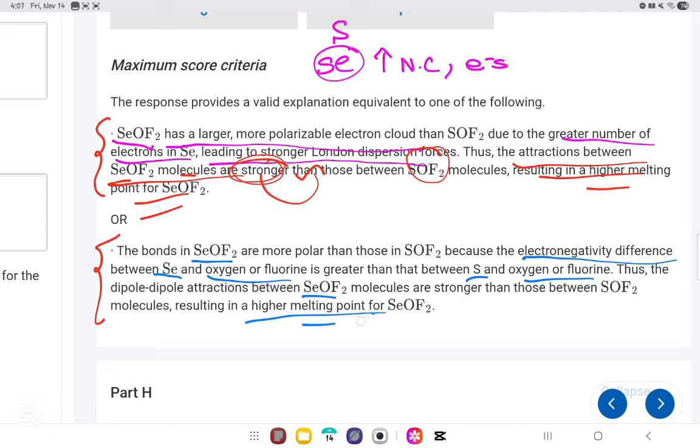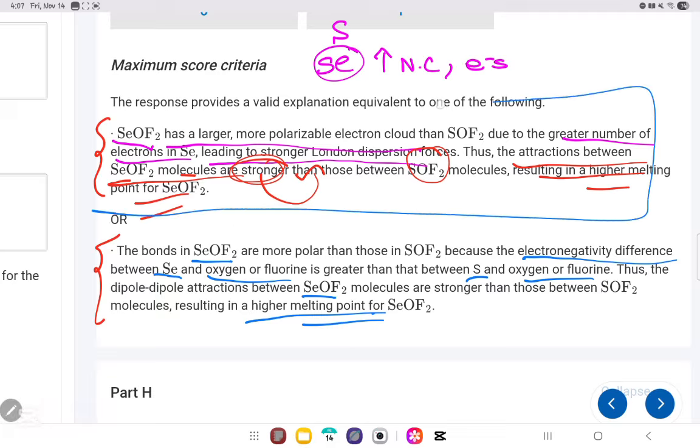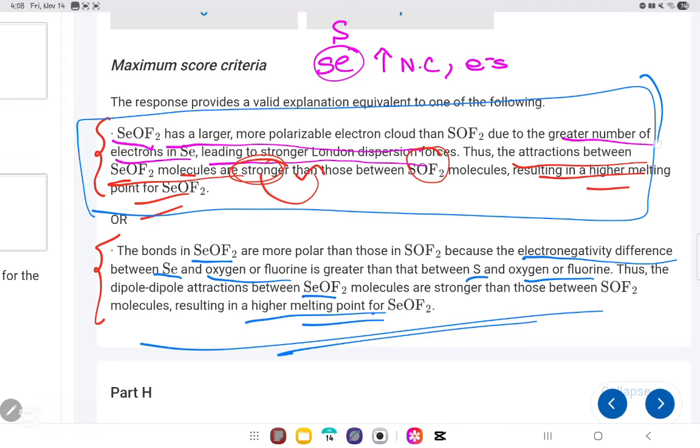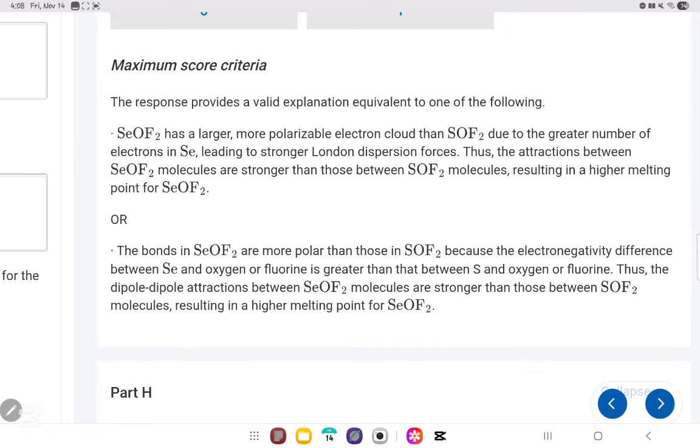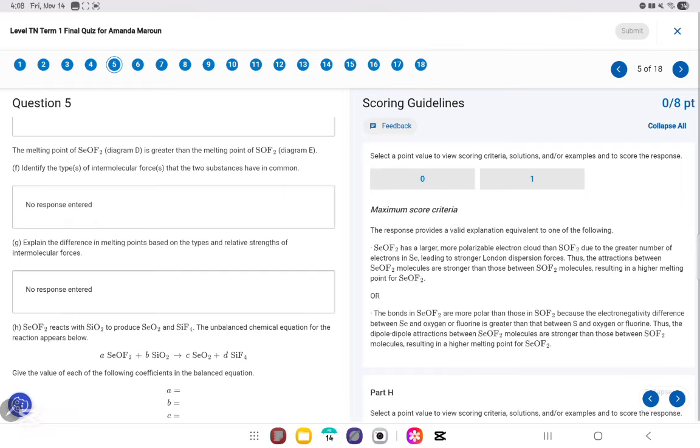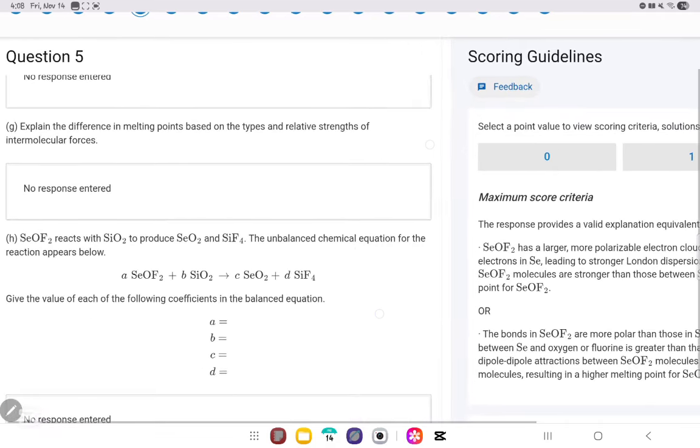But I always prefer to come to the LDF conclusion before this conclusion, okay? Why? Because there are always going to be LDF forces, and LDF forces mainly control the melting points. So now we'll move on to part H.